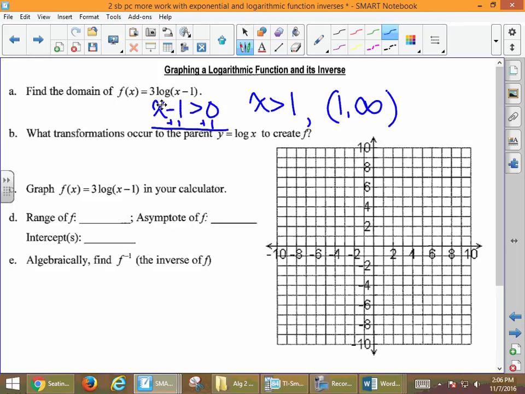So part B. What does the 3 in front of the function do to the function when we graph it? What's the transformation there? It's going to be a stretch. What kind of stretch? Yep. It's going to be a vertical stretch.